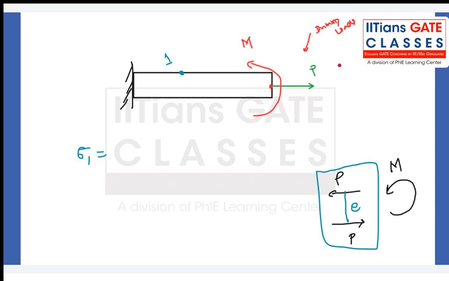T for tension, C for compression. Come on. This force, only the P force. Is it tension or compression? Very nice. It is tension. It is pulling the member, isn't it? So what is the stress because of this? Plus the force divided by the cross-sectional area A.